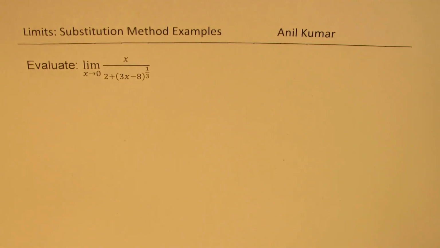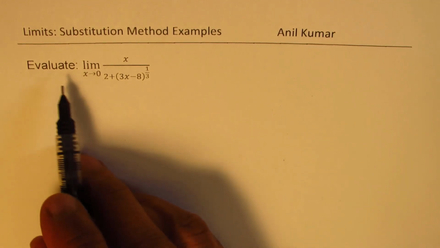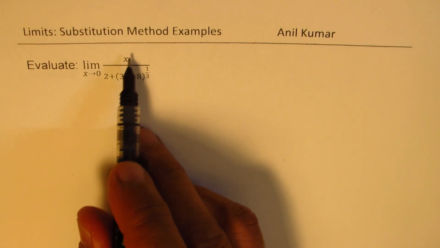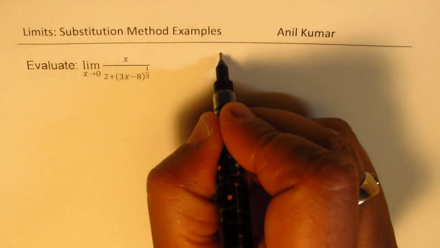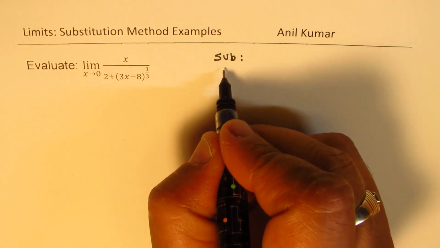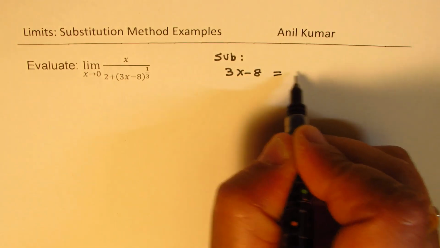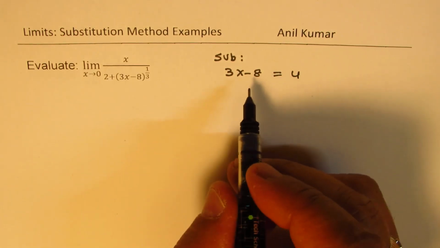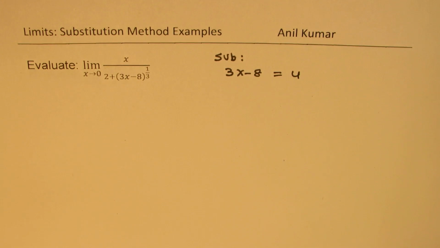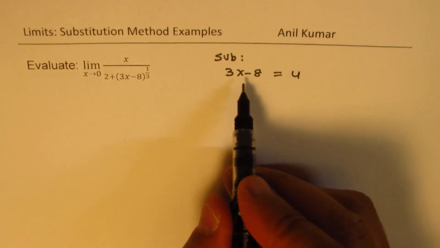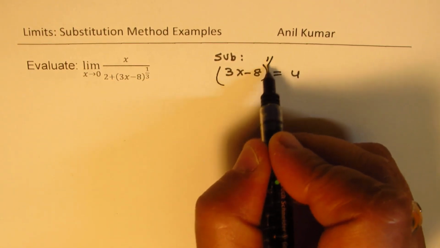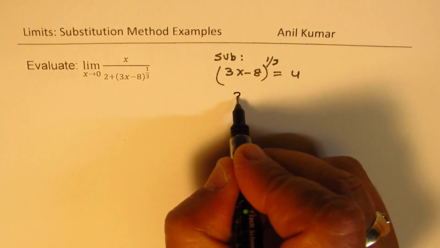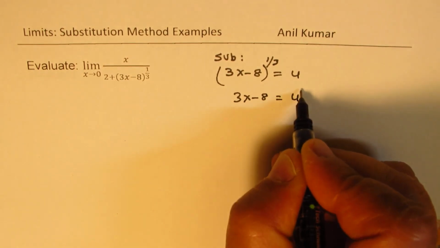It is very similar to what we did just now. We need to find the limit when x approaches 0 for x over 2 plus the cube root of 3x minus 8, right? So let's do the substitution. So substitution will be cube root of 3x minus 8, let it be equal to u, right? So if that is the case, what is going to be x? We need to know what x is. So we have 3x minus 8 equals u cube.